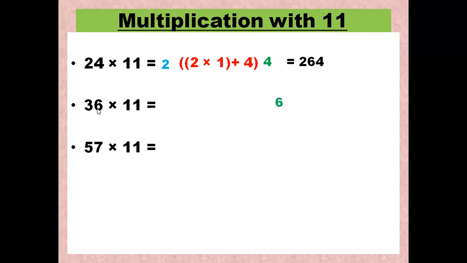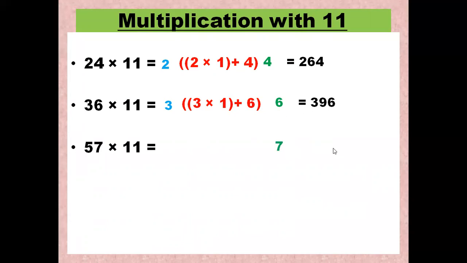Next step is we multiply 6 with 1, which gives us 6. Now we multiply 3 with 1 and then we add the next digit. So 3 times 1 plus 6. Next we write 3 as it is. So let us do the calculation, which gives us 396. 6 will come as it is. 3 times 1 plus 6 is 9, and 3 will come as it is.